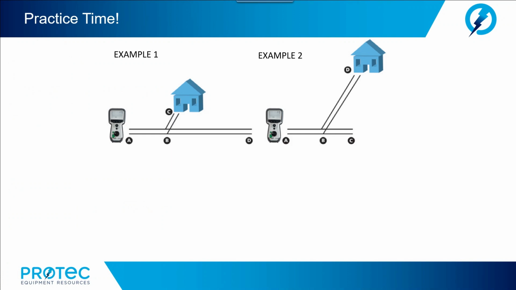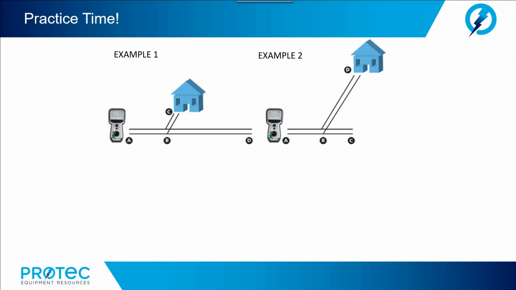So, let's take a look at a practice time again. Let's say we have two branch circuits, one shown in example 1 and in example 2. We have a main feed and a tap or branch feeding into the client or through the resident. Now, this could be twisted pair communication cables. This could be cable TV cables. This could be low voltage electrical power cables.